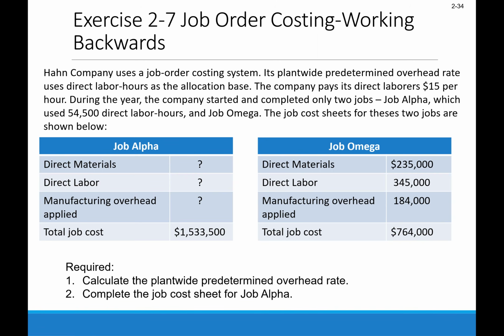So we have Job Alpha's got some, we don't know the answer to those. And yet we've got the cost to Job Omega. Our job is to calculate the job cost sheet for Alpha and then to figure out the predetermined overhead rate, okay?